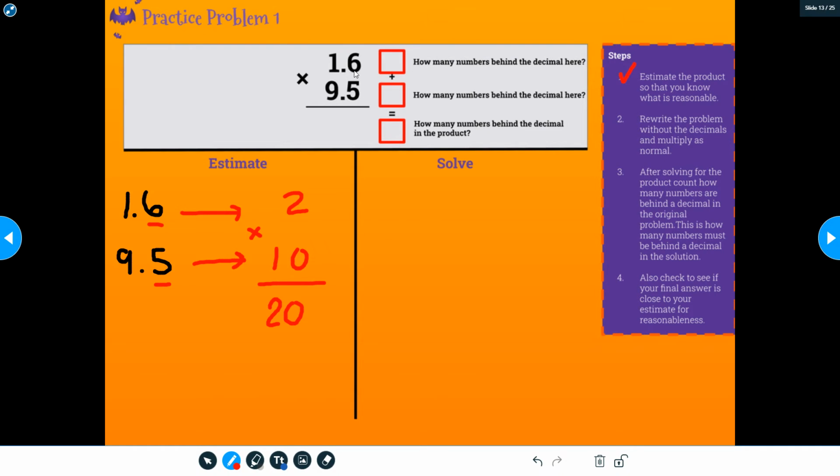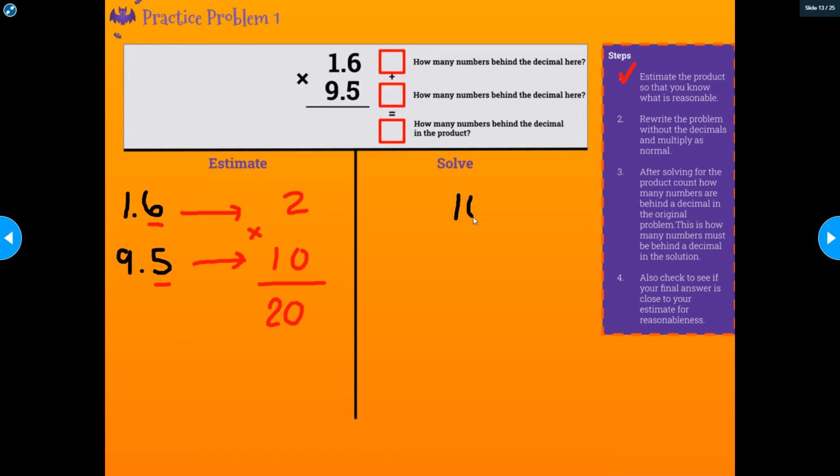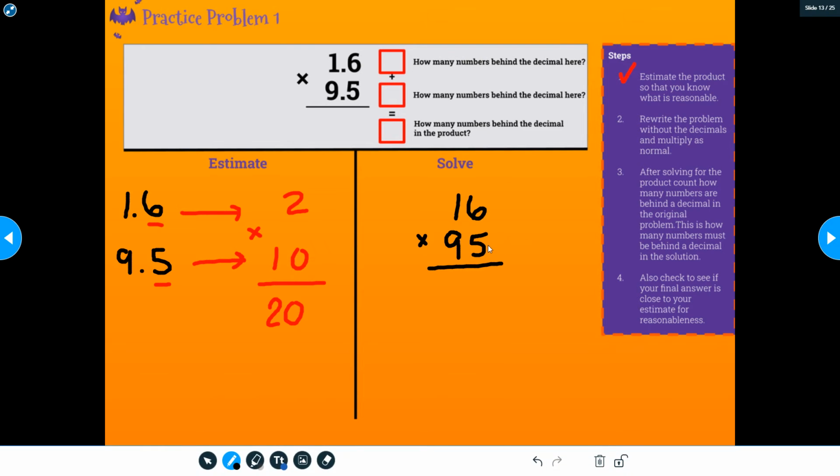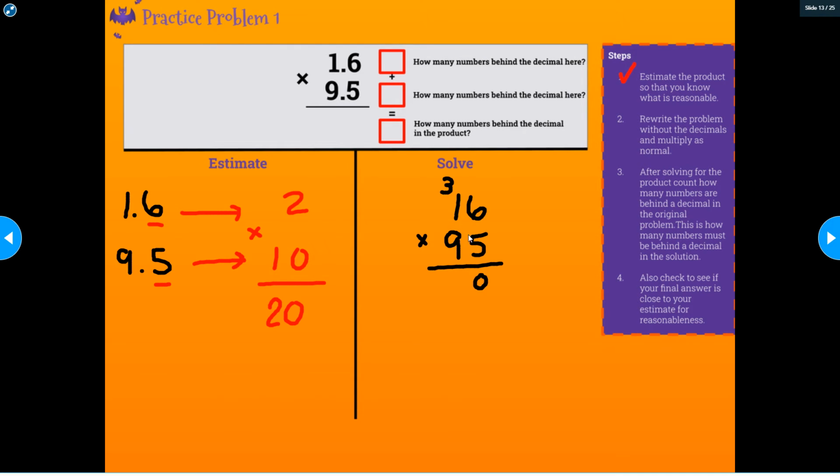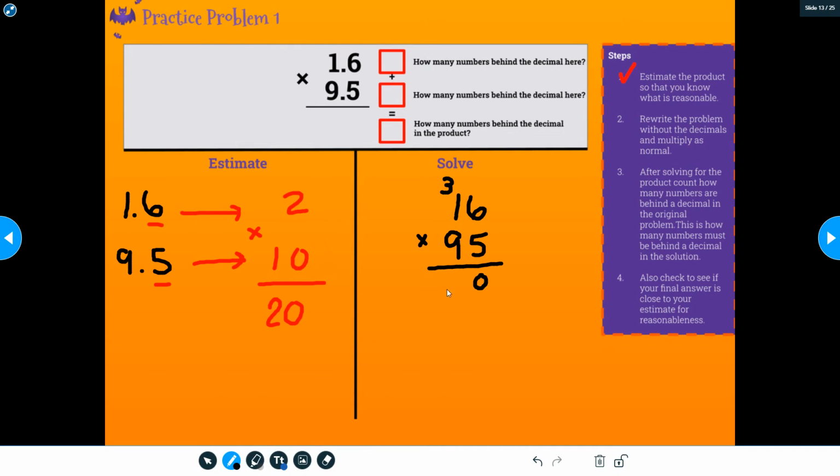All right, so the original problem is 1.6 times 9.5. We're not going to write the decimals. We're just going to write it as if it were 16 times 95. And that's easy enough for you guys. This should be easy multiplication. All right, so 5 times 6 is 30. Put my 0, carry my 3. 5 times 1 is 5, plus 3 is 8.